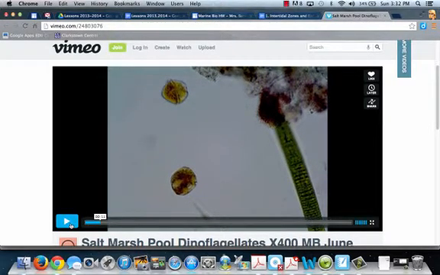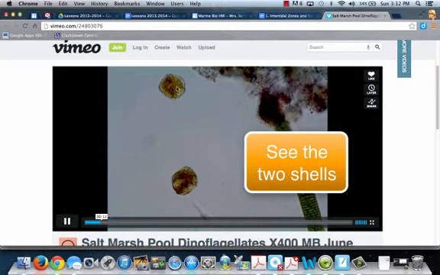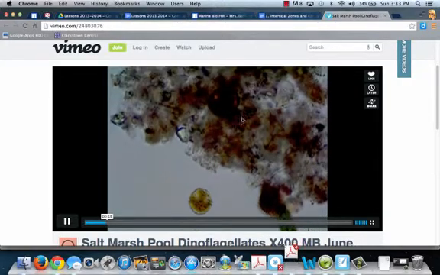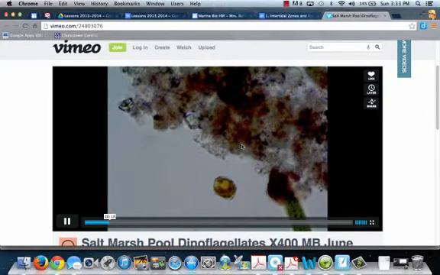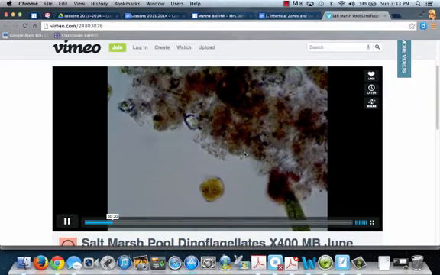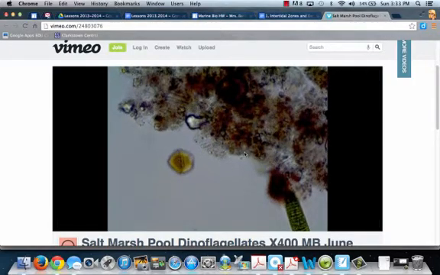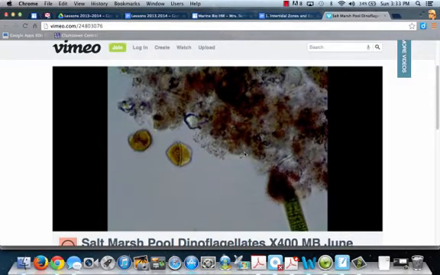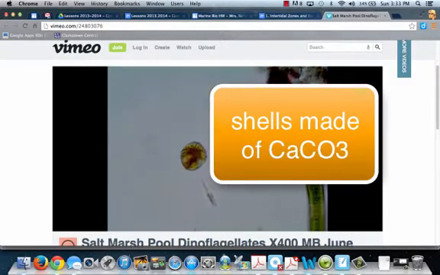Up here, you can see the double shell. Over here and over here, you can't see the flagella. But again, these are microscopic, and they are moving through means of a flagella. Something that we need to write down that I did not write down in the last slide is that they are not made out of glass. Their shell is made out of calcium carbonate.